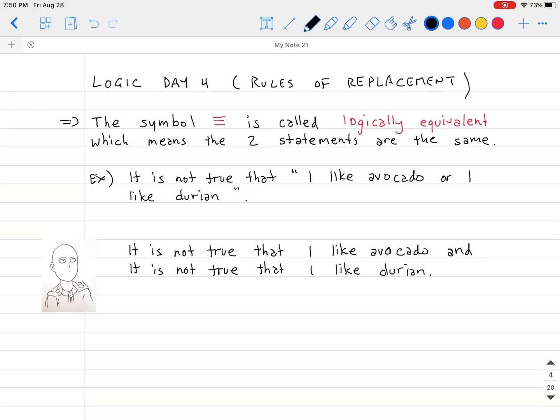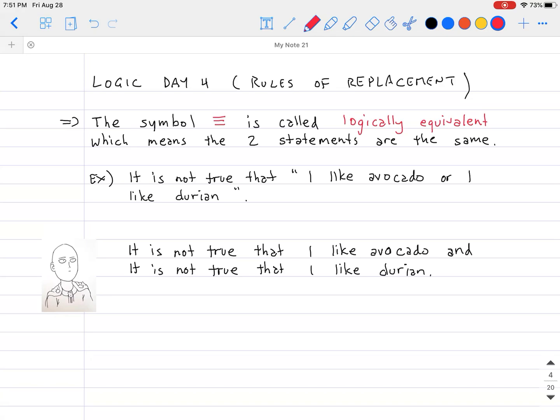The example is: it is not true that, in quotation, I like avocado or I like durian. Then the second statement reads: it is not true that I like avocado and it is not true that I like durian. If you think about it, reading it out loud in plain old English, they definitely sound exactly alike. And we can actually prove that. So this is an example of what is known as logically equivalent.